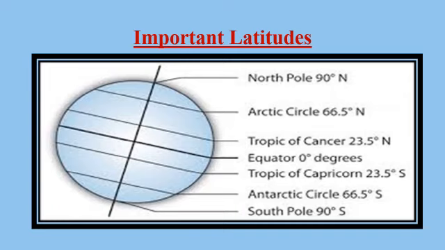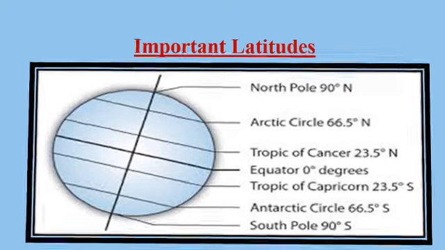66.5-degree north latitude in the northern hemisphere is known as the Arctic Circle. 66.5-degree south latitude in the southern hemisphere is termed the Antarctic Circle. Since the distance from the equator to the north or south pole is 1/4 of a circle of the Earth, it measures 1/4 of 360 degrees, that is 90 degrees. So 90 degrees north latitude marks the North Pole and 90 degrees south latitude marks the South Pole.